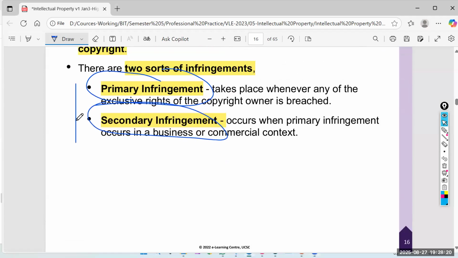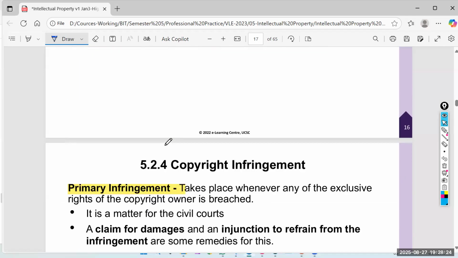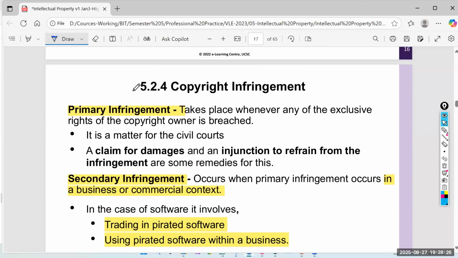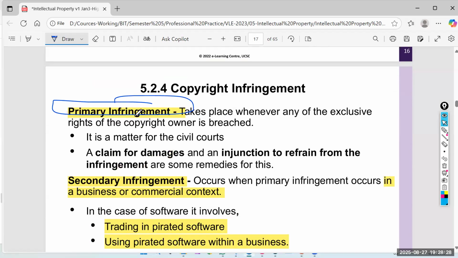So this is the most important thing when it comes to the exam. What is primary infringement? It takes place whenever any of the exclusive rights of the copyright owner is breached. Breach means violated. It is a matter of civil courts. These are civil cases. It's a dispute between two parties. So that is called civil.